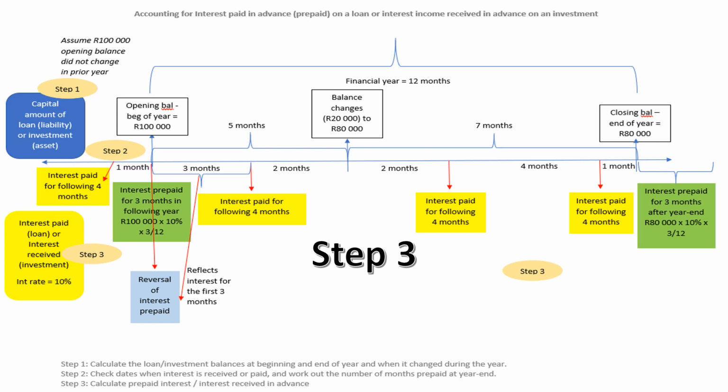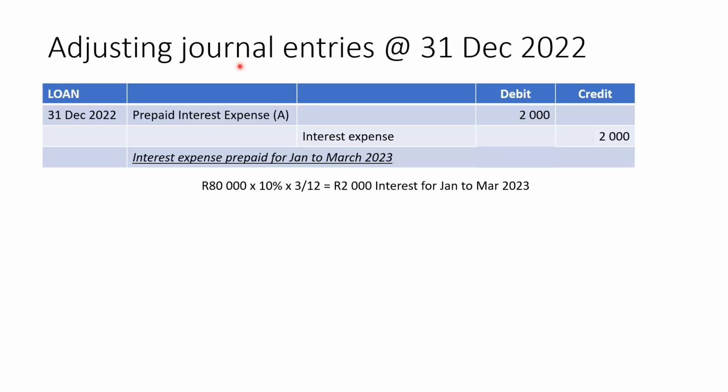So the next step is to then work out what the interest prepayment is at the end of the current year. We've just done what the interest reversal would be at the beginning of the current year. So now we're going to the end of the current year. So we would need to do an adjusting journal entry at the end of December 22, because remember we would have made a payment on the 30th of November, 1 month before the end of the year, for the following 4 months, of which 3 months would be in the next financial year. So we've prepaid the interest for January to March 2023.